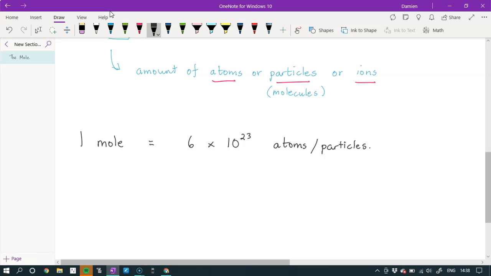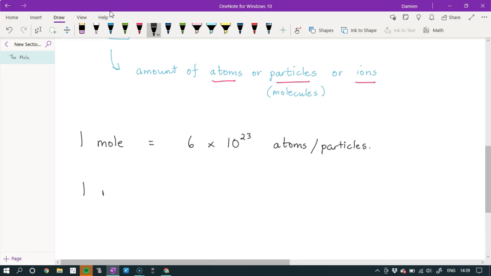Now, to give you an idea of how big that number is, 6 by 10 to the 23, if you took something the size of, say, a marble or a Smartie or something like that, and you had 6 by 10 to the 23 of them, that's a 6 followed by 23 zeros, you would be able to cover the earth to a depth of about 5 kilometers with Smarties or marbles or something of similar size. So this is a massive number.